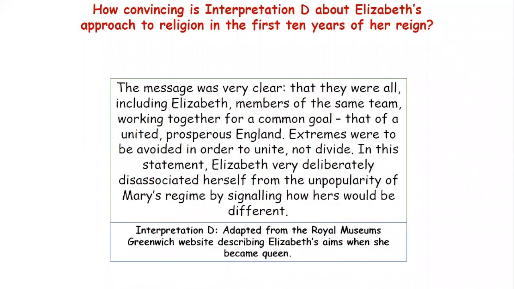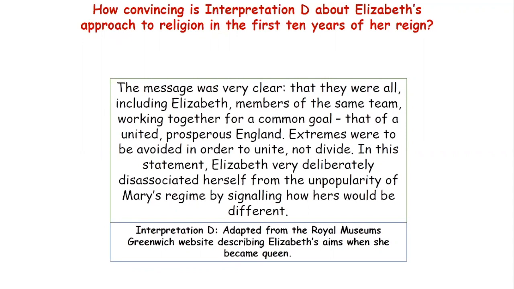We're now going to have a look at an exam question. Now, the religious settlement can come up practically anywhere on the Elizabeth paper. It could come up as an importance question, but we're going to have a look at question 1. We're going to have a look at an interpretation. So the question we're going to have a look at is question 1. Now, question 1 is always a convincing question.